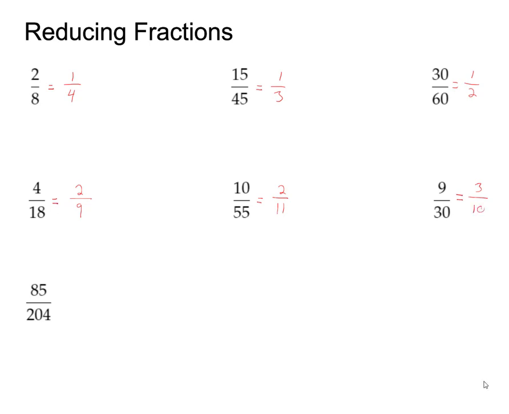In our final row, we have 85 over 204. And at first glance, this looks like it's actually going to be difficult to reduce, if we can even reduce it at all. However, there is a trick to reducing more complicated fractions like this. What we need to do is find the greatest common factor between 85 and 204, and then divide both the numerator and the denominator by that number. So we can do that by doing prime factorization.